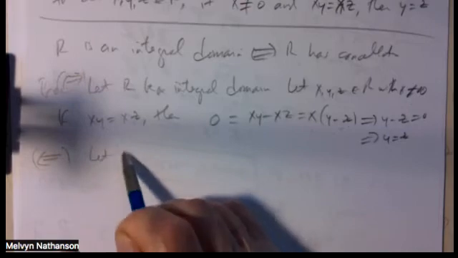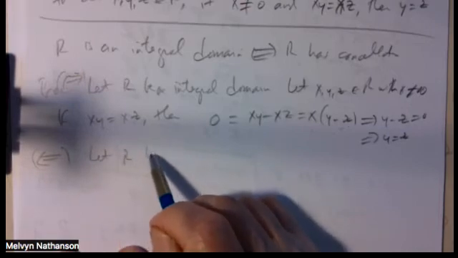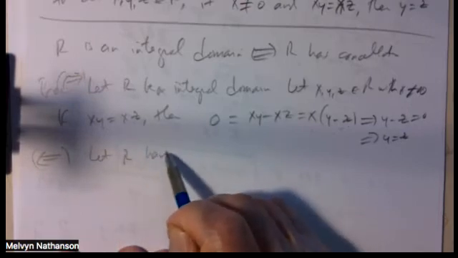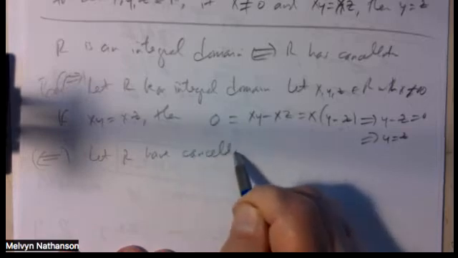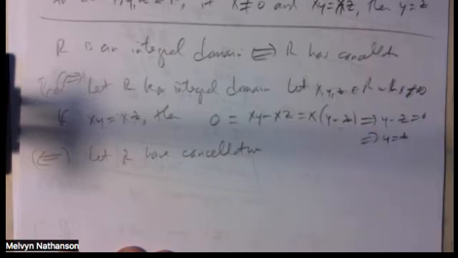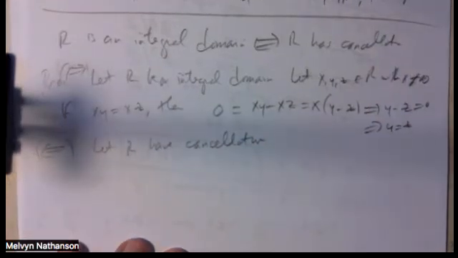And how do we prove the converse? Suppose R is a ring that has cancellation. That is, this cancellation property is satisfied.